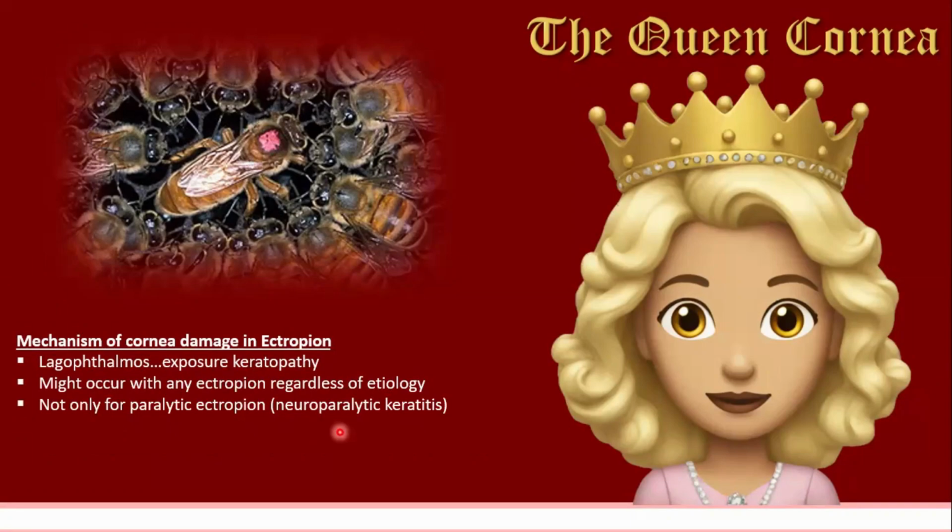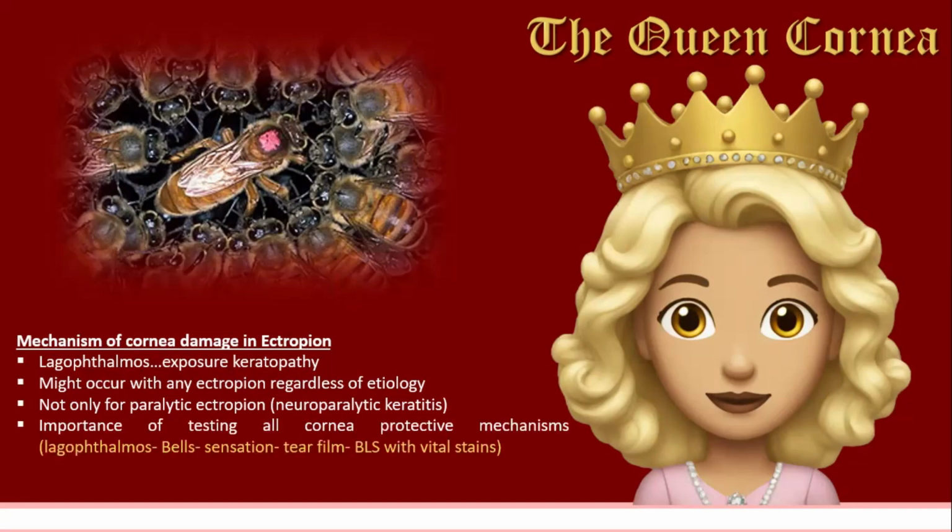And if you remember in some old books, if we have corneal affection in paralytic ectropion, we give it a name, neuroparalytic keratitis. Don't confuse the two terms, neuroparalytic and neurotrophic keratitis. They are two different disorders. And here I wrote down all points to be checked in corneas: testing for lagophthalmos, Bell's, sensation, tear film, and staining under slit lamp.